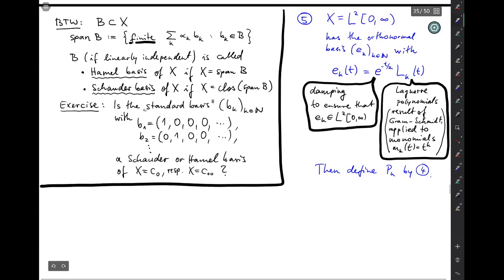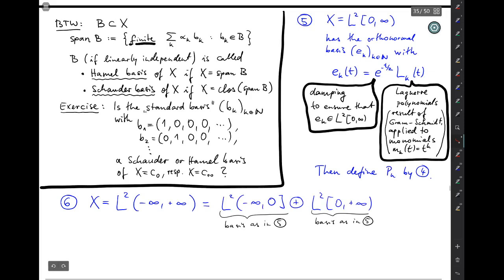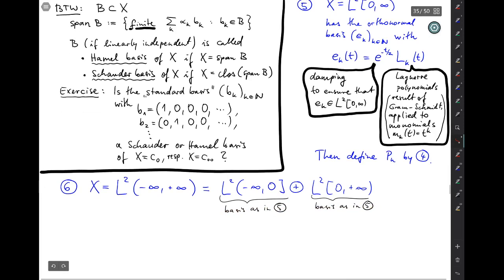Example 6 is a simple extension of example 5. So while in example 5 we were talking about functions on the positive half axis, we're now talking about functions on the whole axis. But let's just split that into the positive and the negative half axis and then treat each one of them as we did in example 5. Okay, so you get one basis for the left half axis and one basis for the right half axis, and because these are connected by a direct sum, you could just join these bases into a basis of your whole space X here.